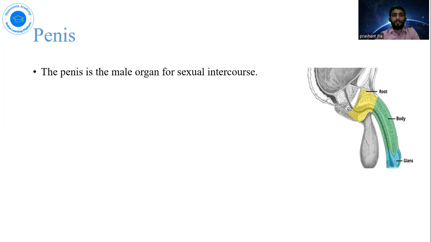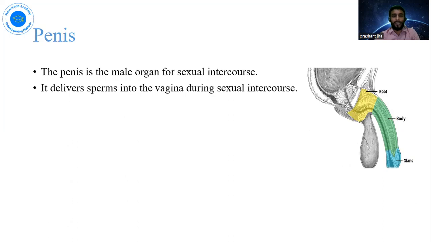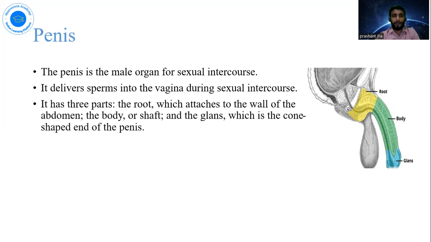So first, what is a penis? It is a male organ for sexual intercourse. It delivers the sperm into the vagina during sexual intercourse. It has three parts: the root, which attaches to the wall of the abdomen, the body or shaft, and the glans, which is the cone-shaped end of the penis. We can see in this image the glans penis, body, and root.